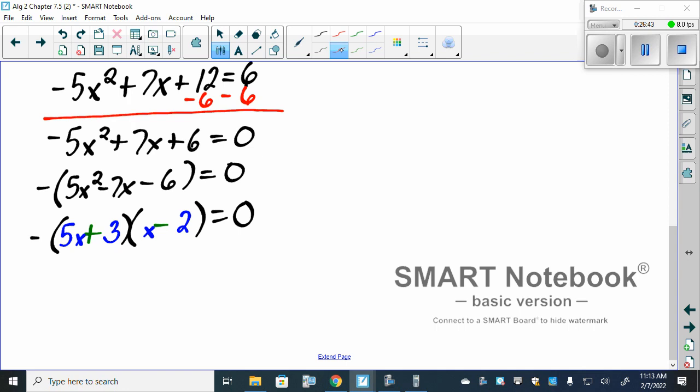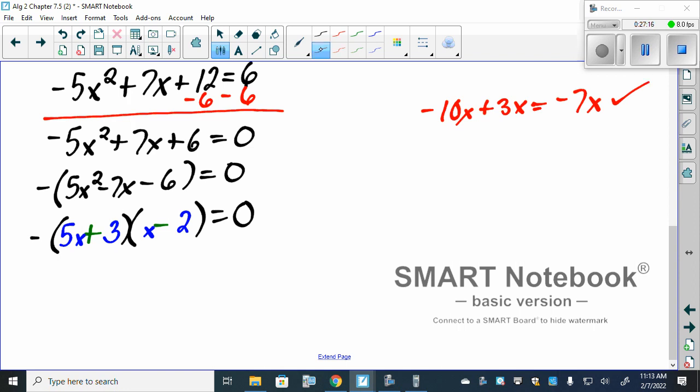Now we can go on and check it to make sure we did this right, because again, we have a few more variables and the signs are opposite, so it might be good to check this one. 5x times negative 2 is negative 10x. 3 times x is going to be a plus 3x. And negative 10x plus 3x is a negative 7x. Is that what we wanted? Well, yes. So these are the correct factors.